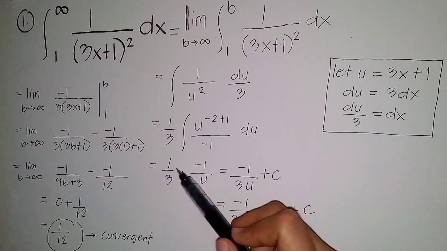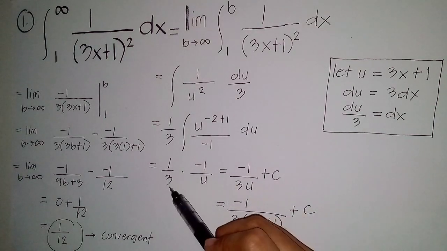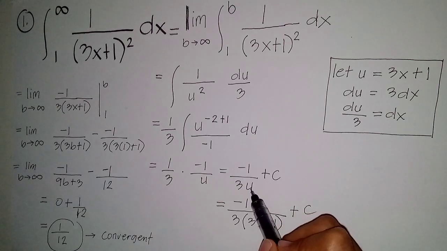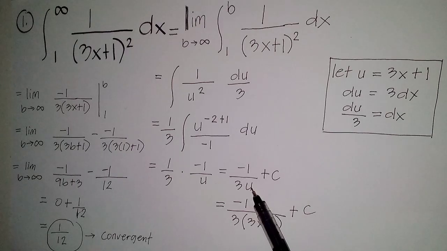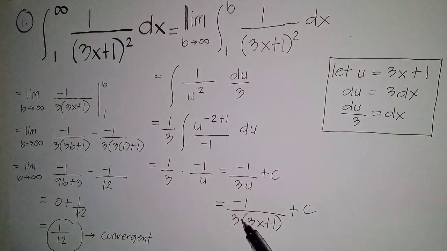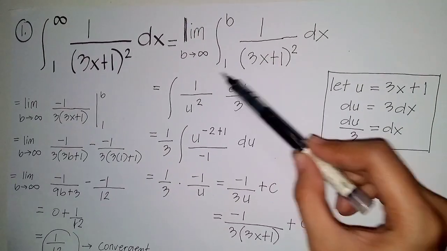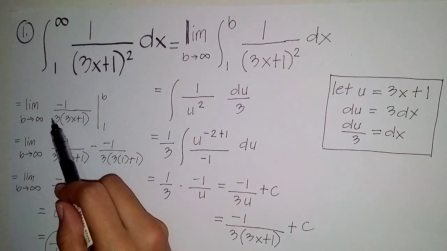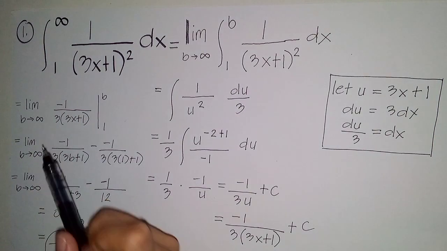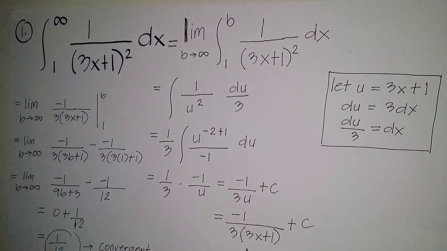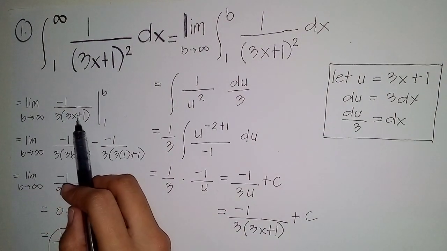So the next thing is we multiply these. So it gives us 1 times -1 is -1, and then 3 times u is 3u, plus c. So let us substitute u by its value, which is 3x plus 1. So 3 times the quantity 3x plus 1, and then copy c. Let us now apply the limit as b approaches infinity. So let us just copy the expression here: -1 over 3 times the quantity 3x plus 1.